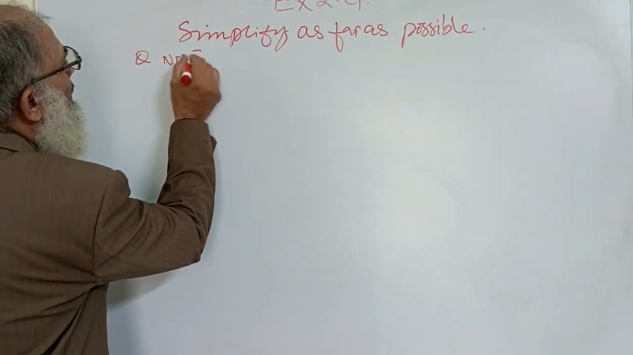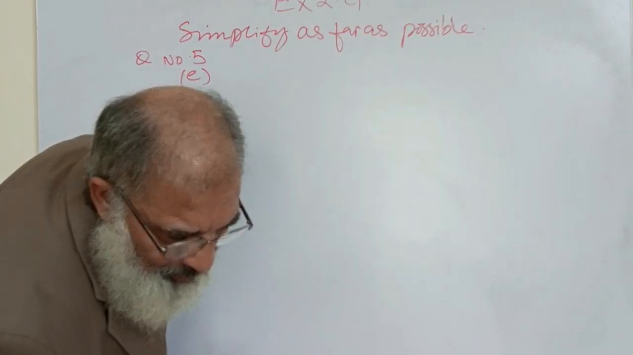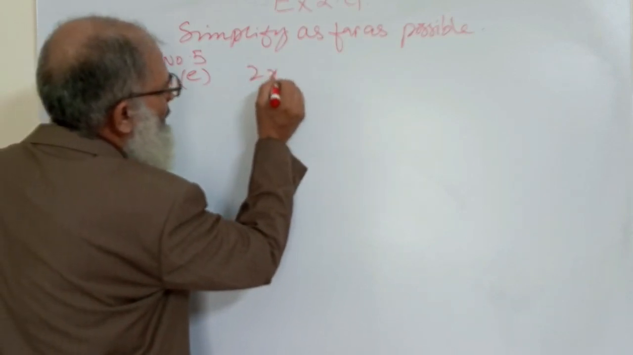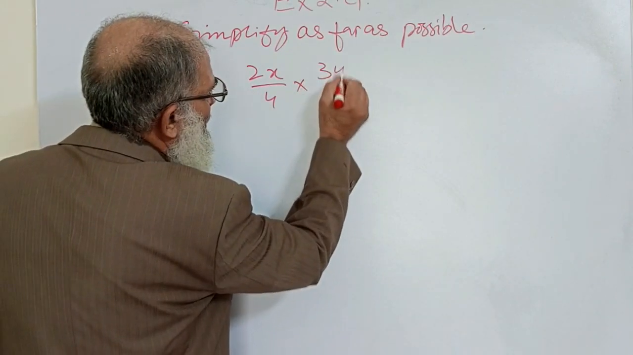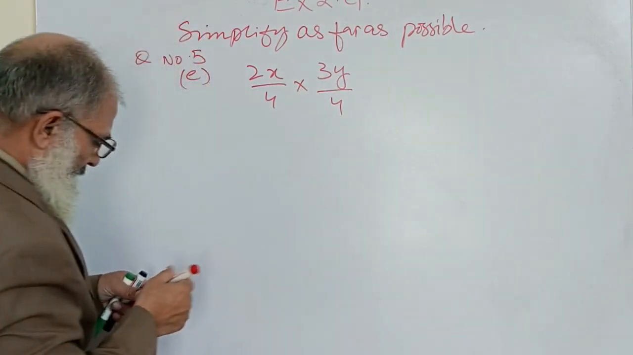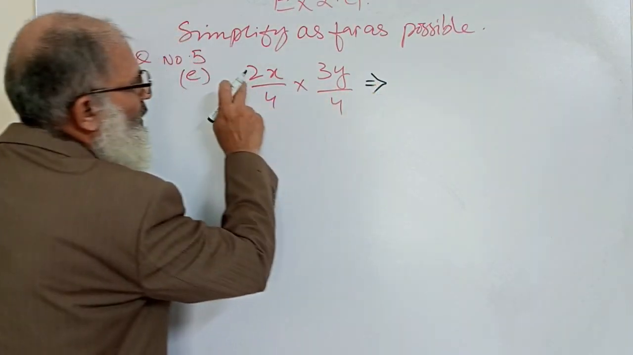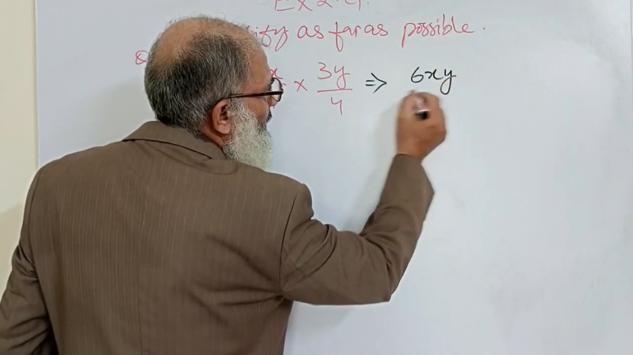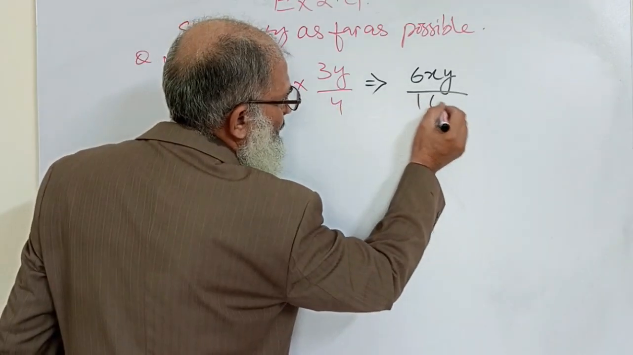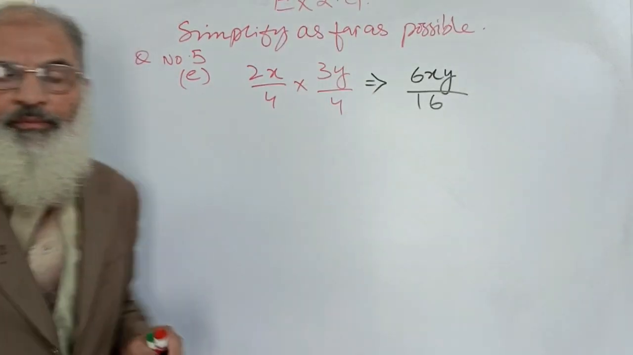Yes, part E. Question 5. Part E is 2x/4 multiplied by 3y/4. Very easy. 2 multiplied by 3 is 6, x multiplied by y is xy, 4 multiplied by 4 is 16. Now, this was the direct answer.